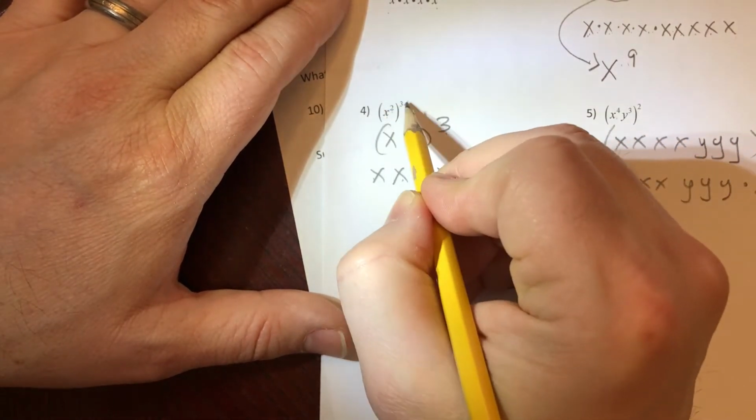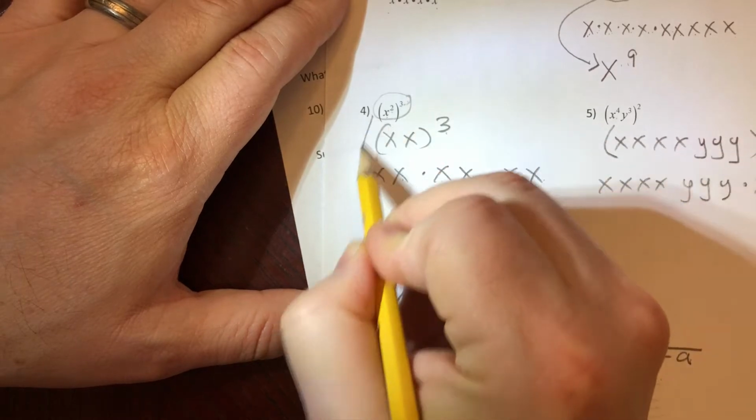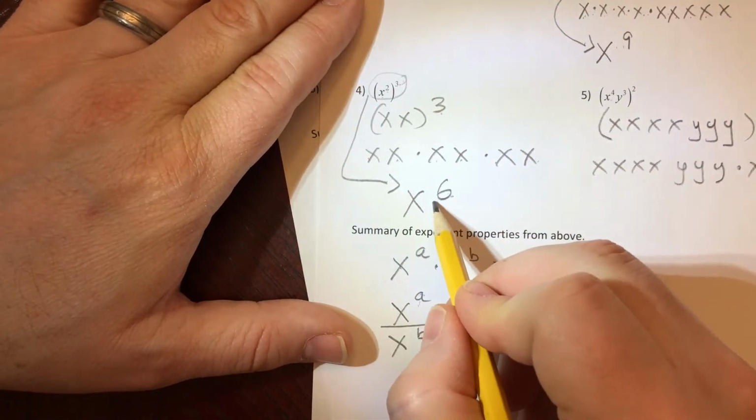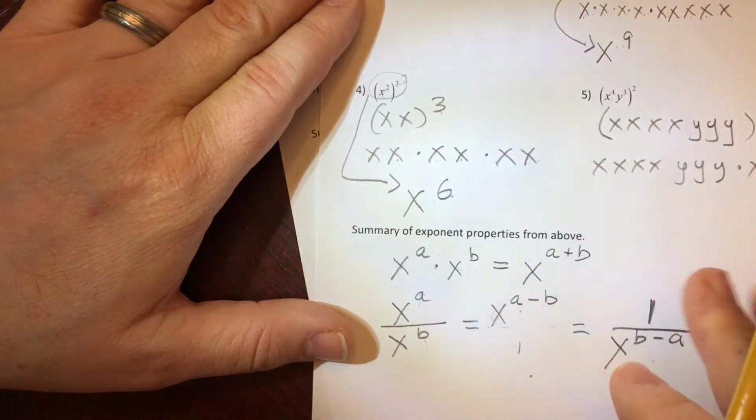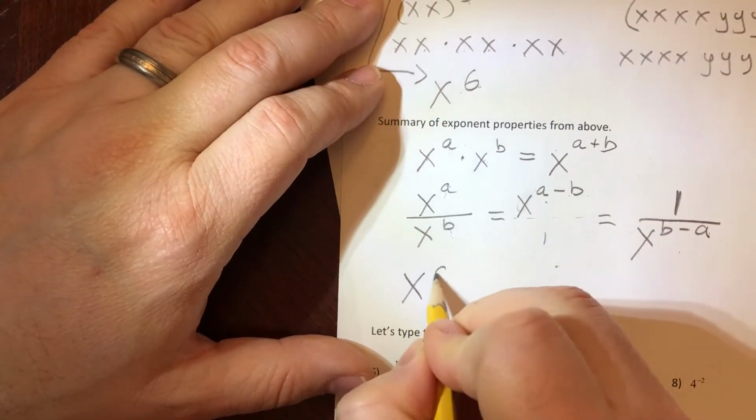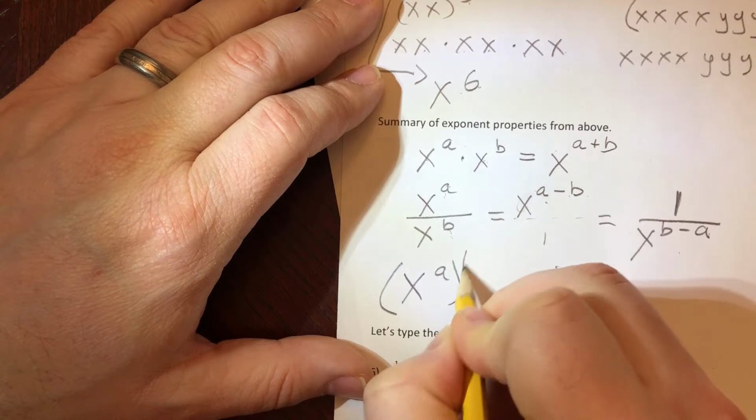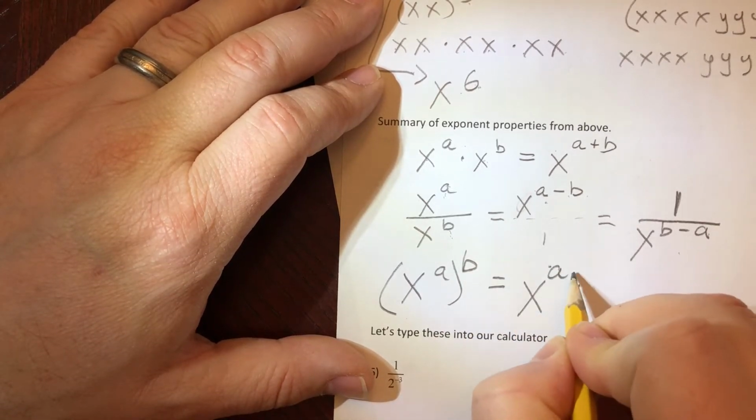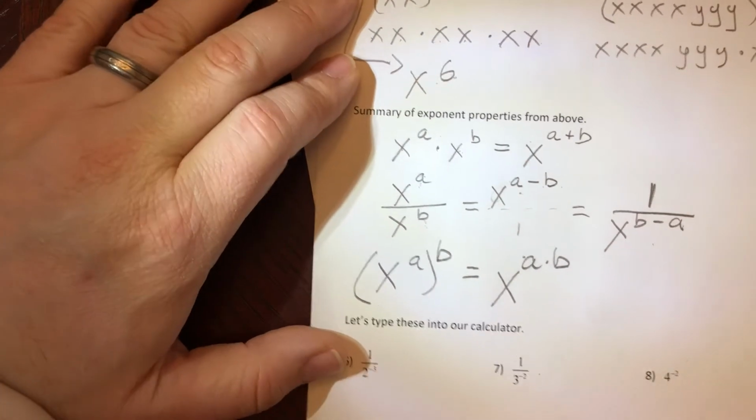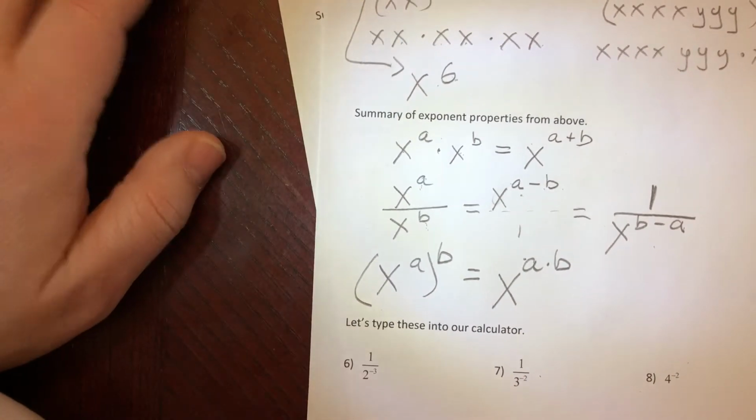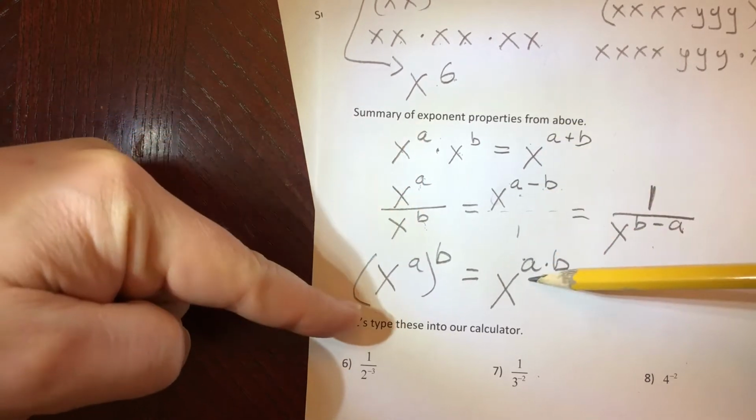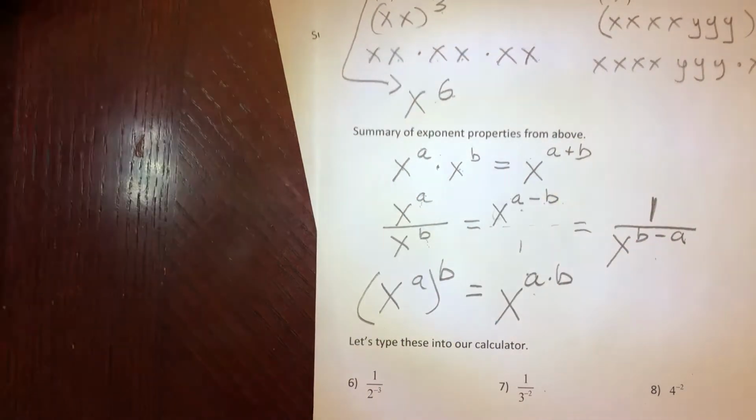So if the problem looks like this, how can we go from x to the second to the third to x to the sixth? Well, hopefully you can see that if we have x to the a to the b, well, that is going to end up being x to the a times b. Okay, these are 3 of our super important rules that we're going to use throughout the unit.